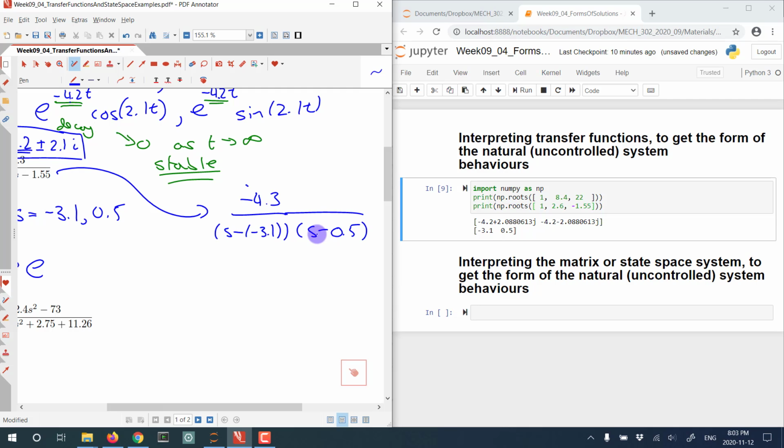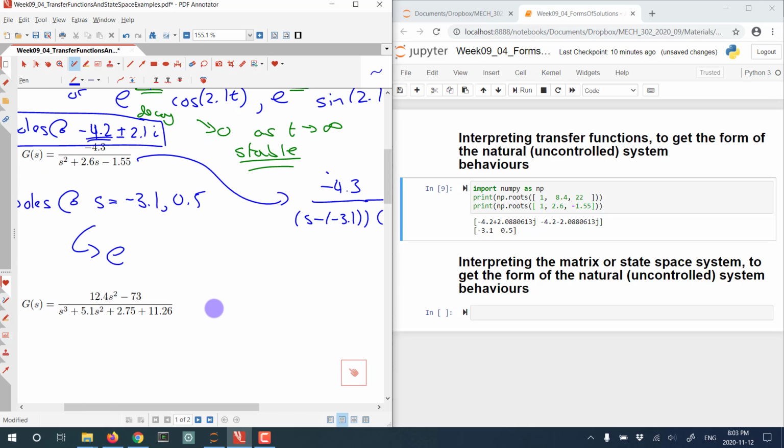These are 1 over s minus a forms. They lead directly to exponentials. That's the step missing in between there. And so the mathematical forms you're going to get are e to the negative 3.1 t's and e to the 0.5 t's. Final question, is the system going to be stable or unstable?